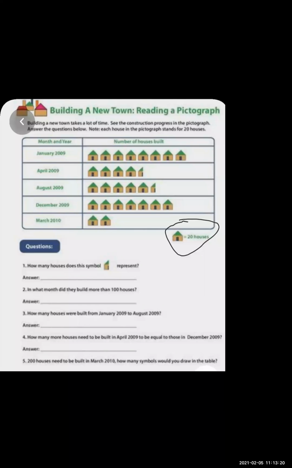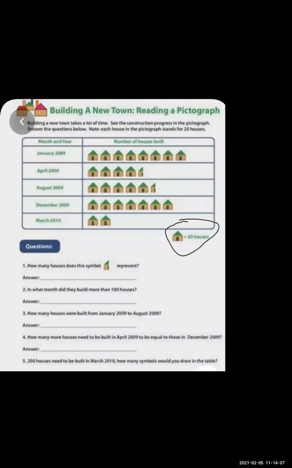So, first question. Some columns give half information. That means half houses, so you want to count it as half only. Clear? In some columns, they are providing the half image. Half image means you want to count 20 divided by 2. Half of 20 is 10. So you want to assume 10, not 15. 20 divided by 2 is equal to 10. Clear, everyone?